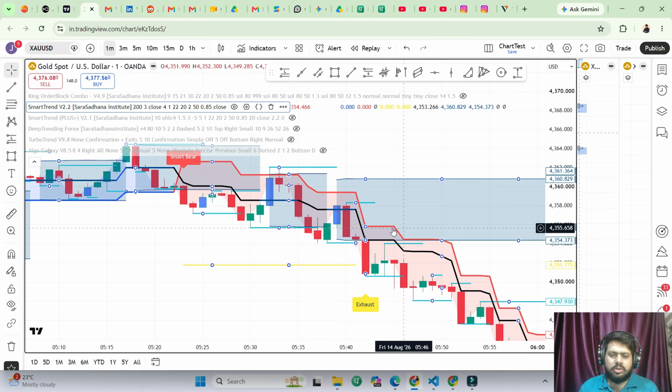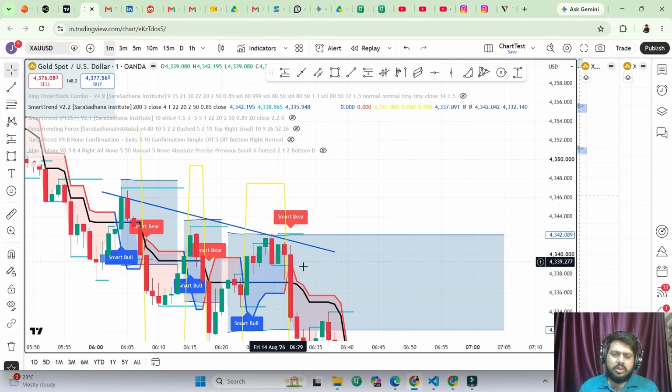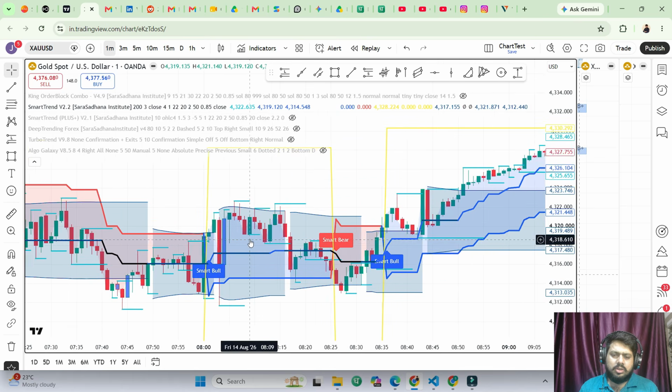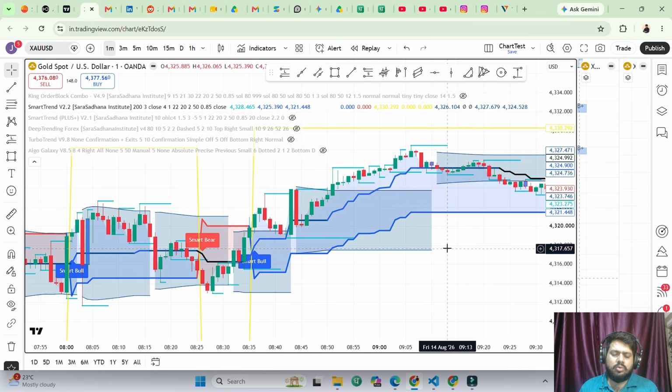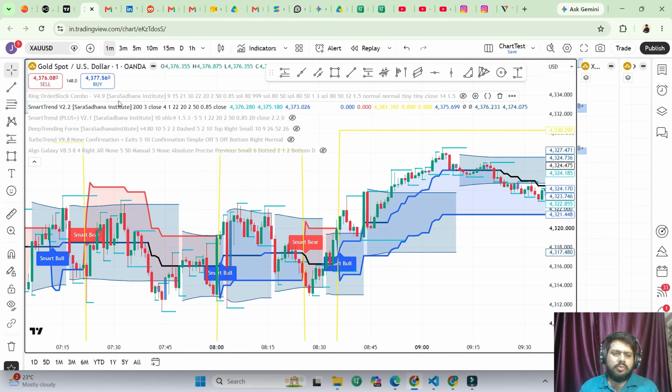And this particular box is to show the ranging. You can observe here, you can avoid all these trades. Whenever from here to here it's completely in the box, there is not that much movement. On top of it, if you apply the smart king order block, then it would be a very good thing.